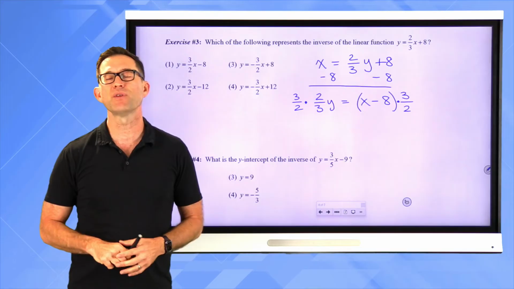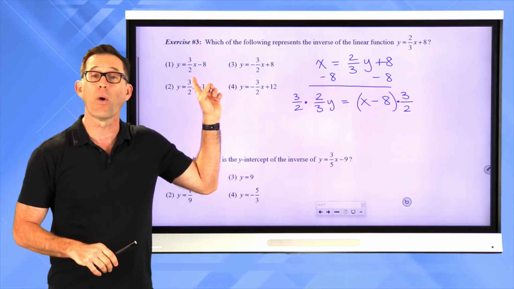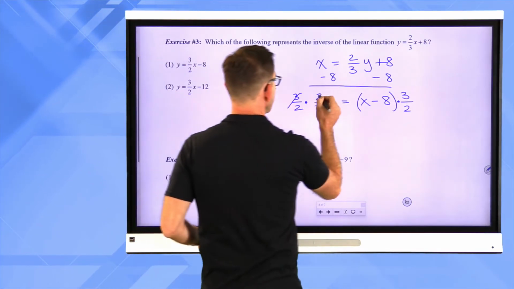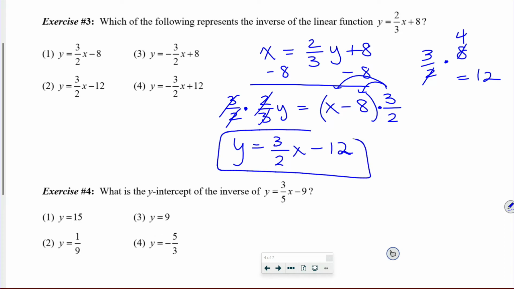It would be so tempting to just multiply the x by 3/2, in which case you'd get choice 1, y equals 3/2 x minus 8. And that would be incorrect, right? Because what we have to do is distribute that 3/2 through the parentheses. Now 3/2 times x is just 3/2 x, but 3/2 times 8, well, that is equal to 12. Now in this case it's negative 12 because there's a subtraction there, but there is our inverse.